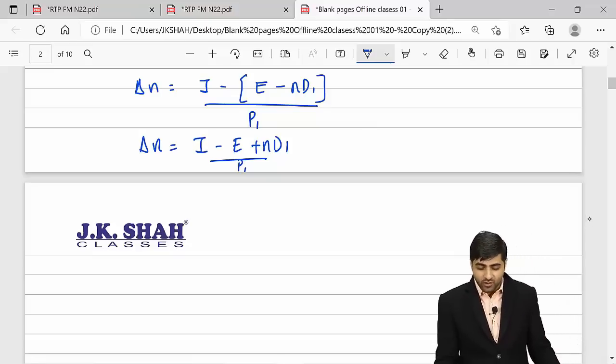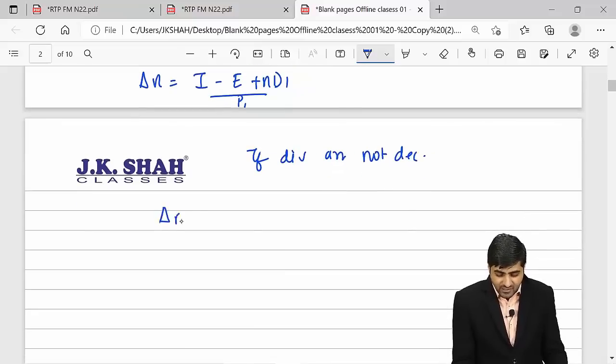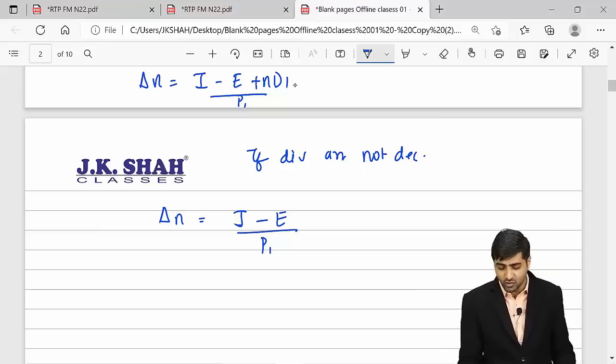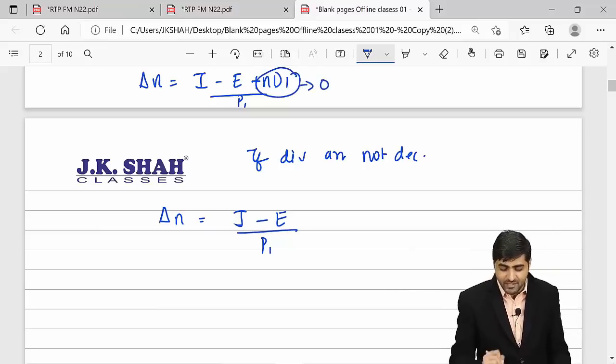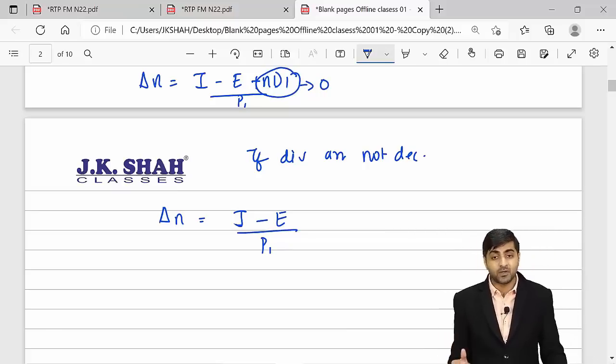So now eventually when we are talking about if dividends are not declared, if you don't declare a dividend, then can I put it like this, that change in N will be I minus E upon P1, because if dividends are not declared, your ND1 will be 0. So it will be eventually I minus E upon P1.